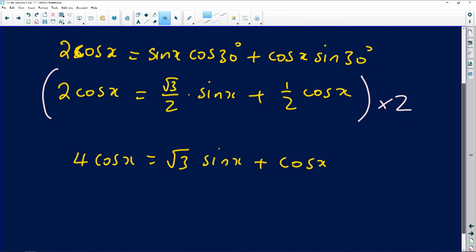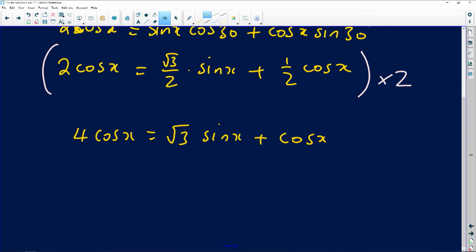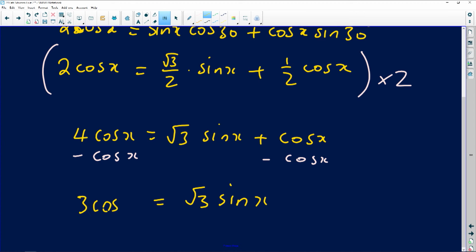Right. Now, if you proceed further, we can see that cosine is appearing on both sides. I want to add like terms. So I'm going to subtract cos x on the left. I'm also subtracting cos x on the right hand side. What you do on the left, you need to do the same thing on the right hand side. I'm left with root 3 sine of x, and then that is going to be 3 cosine of x.